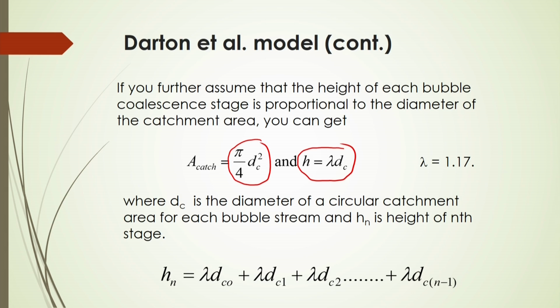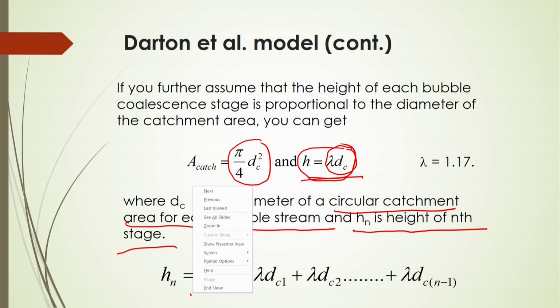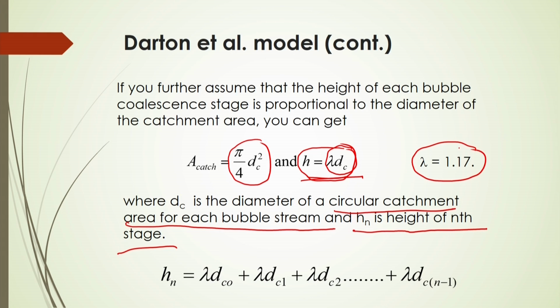This is the column diameter, where this is the diameter of the circular catchment area for each bubble stream, and h n is the height of nth stage. So at nth stage height, at a certain height, that h should be multiplied by lambda. Now, what is that lambda factor? That lambda factor is generally considered according to their model, and based on their experimental data, they suggested that lambda should be equal to 1.17.